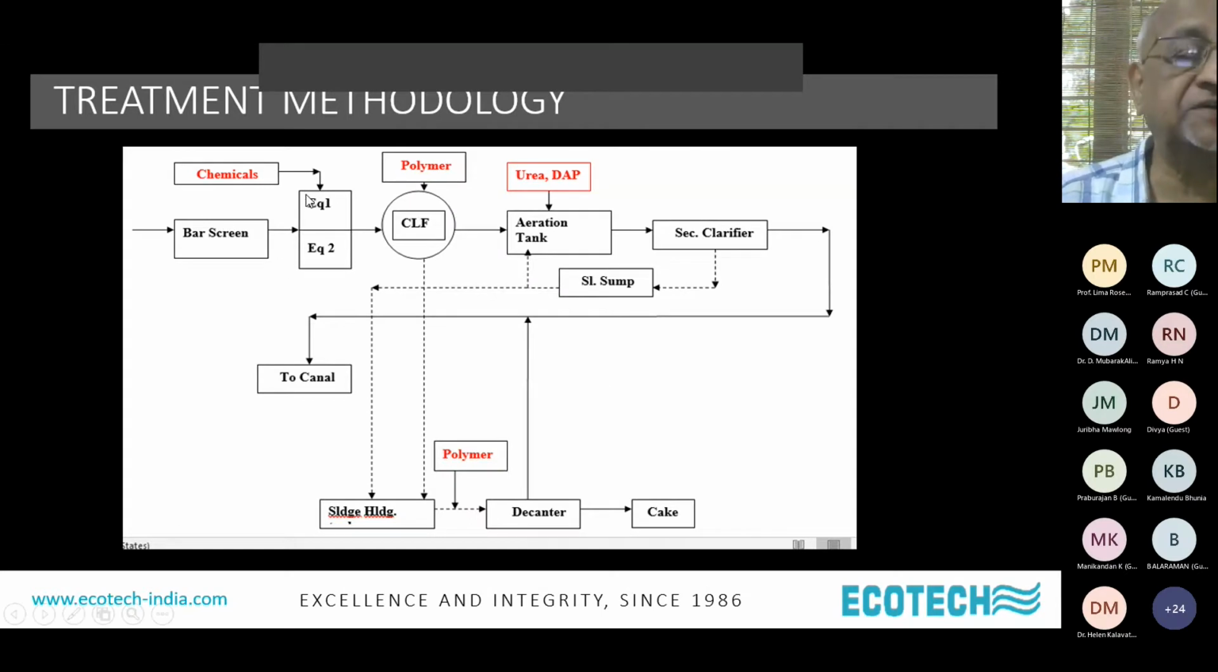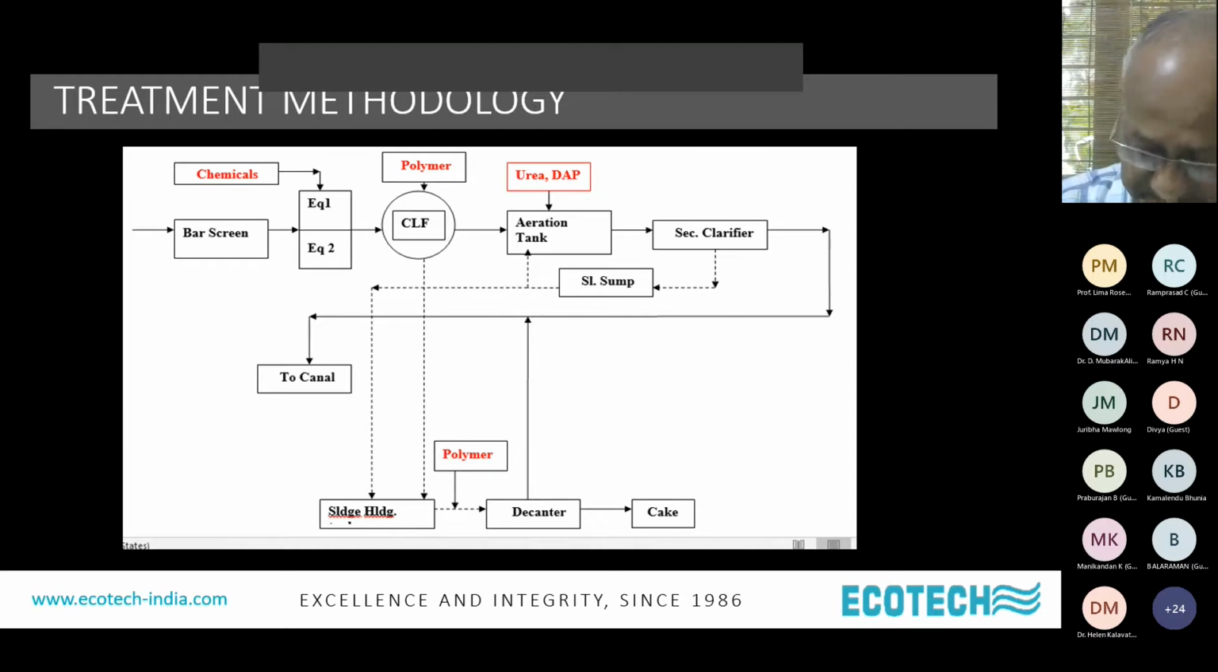Bar screen, equalization tank 1, equalization tank 2, and we add chemicals. When we are diverting the raw wastewater to equalization tank 1, it is filling. Equalization tank 2 will be emptying, and when this is empty, it is ready for coming on stream. This is how we operate in batch mode, fill and draw mode. Here, in the clariflocculator, we add the polymer in the flocculation chamber, followed by the aeration tank. In the aeration tank, because textile industry wastewater will be deficient in nitrogen and phosphorus, you will have to add supplement nitrogen and phosphorus by addition of urea and DAP.